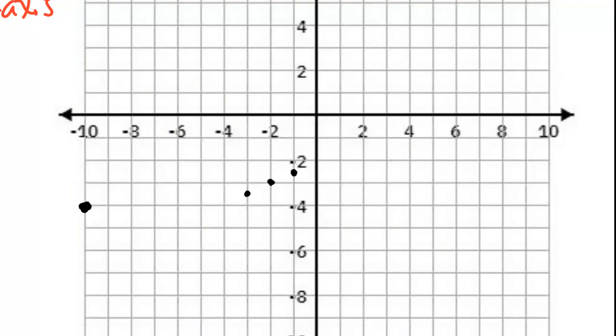Then for my last coordinate point, I'm at 8, 2 right here. The distance to the x-axis is 2. Half of 2 gets me to 1. And then from the 1, I go to the left 2 and then down 1, 2, 3. And we end up at 6, -2.